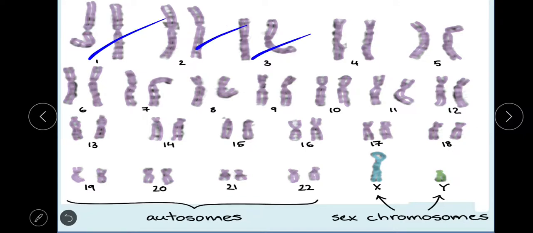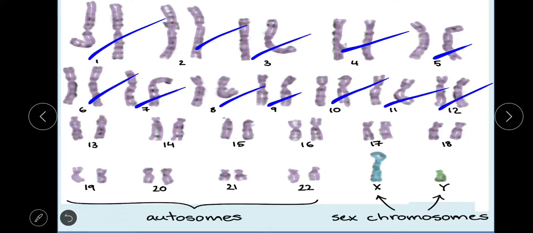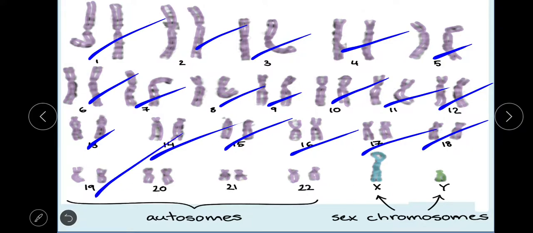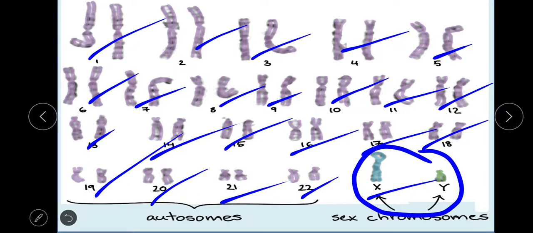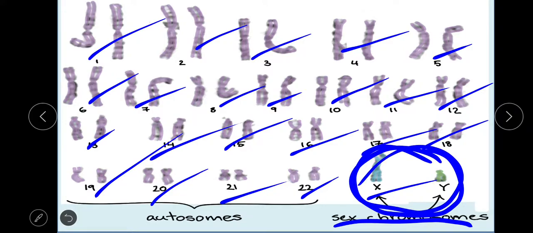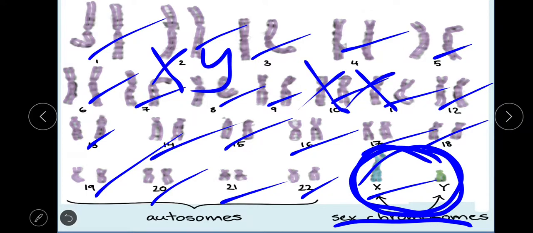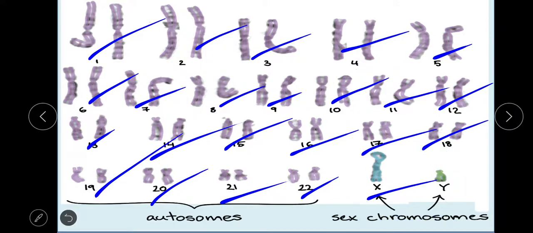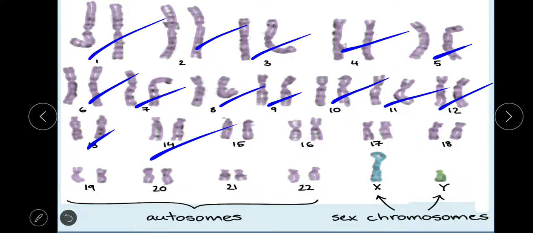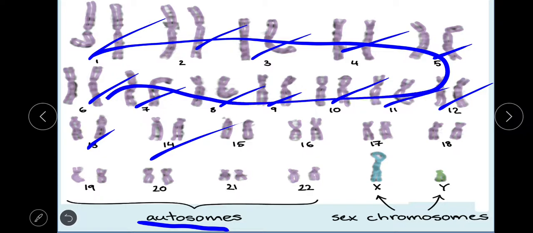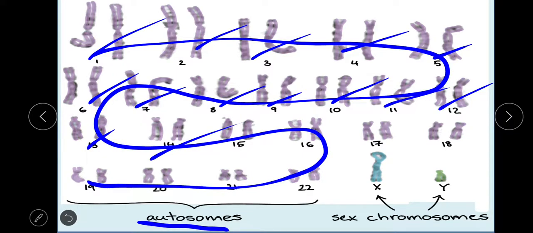We have 1, 2, 3, 4, 5, 6, 7, 8, 9, 10, 11, 12, 13, 14, 15, 16, 17, 18, 19, 20, 21, 22, 23. The 23rd pair of chromosomes tells us the sex chromosomes. These identify whether it is a male if it is XY and a female if it is XX. But the first up to the 22nd pair are known as the autosomes or the somatic chromosomes.